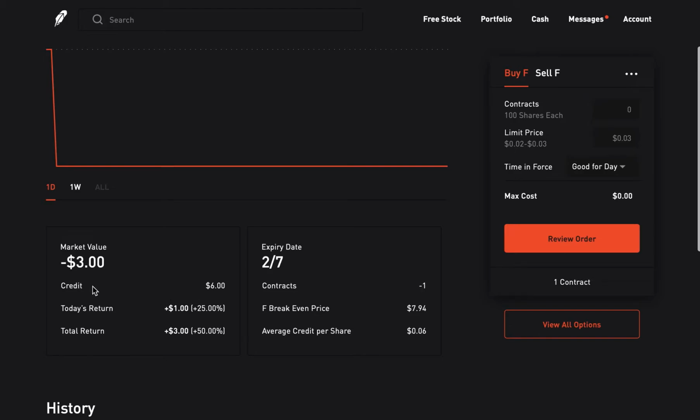Well, I sold the contract for $6, and that controls 100 shares, so it's 6 cents a share. So here it is, my break even is $7.94. So if Ford drops below that, I lose money. As long as Ford doesn't drop below that, I don't lose money. I either break even or I gain.